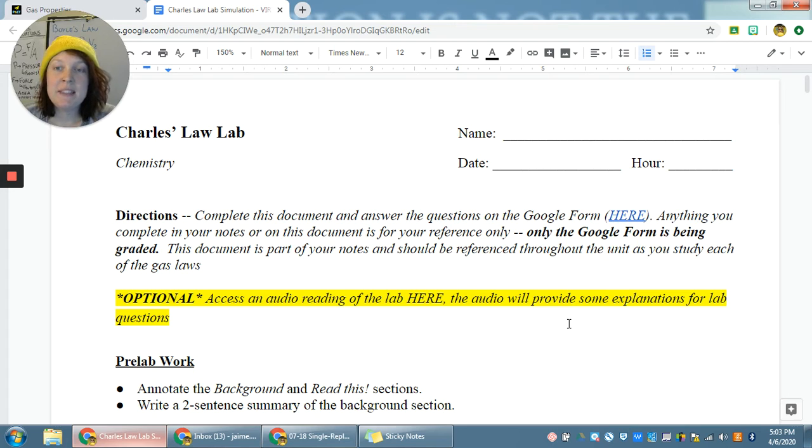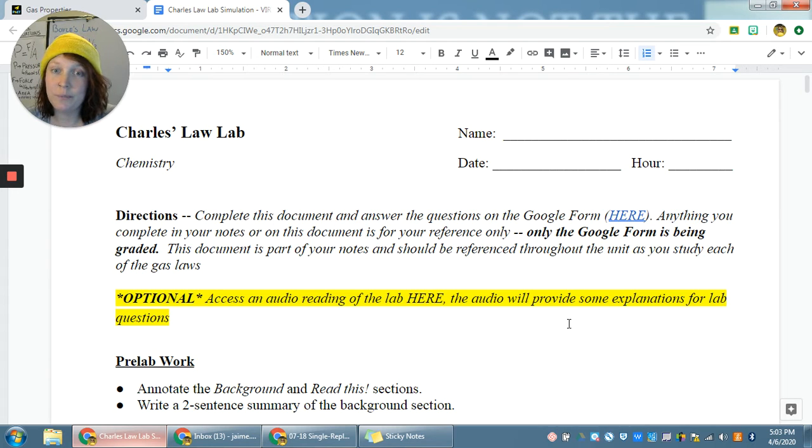Directions. Complete this document and answer the questions on the Google form here. Anything you complete in your notes or on this document is for your reference only. Only the Google form is being graded. This document is a part of your notes and should be referenced throughout the unit as you study each of the gas laws. So annotations are not going to be graded.